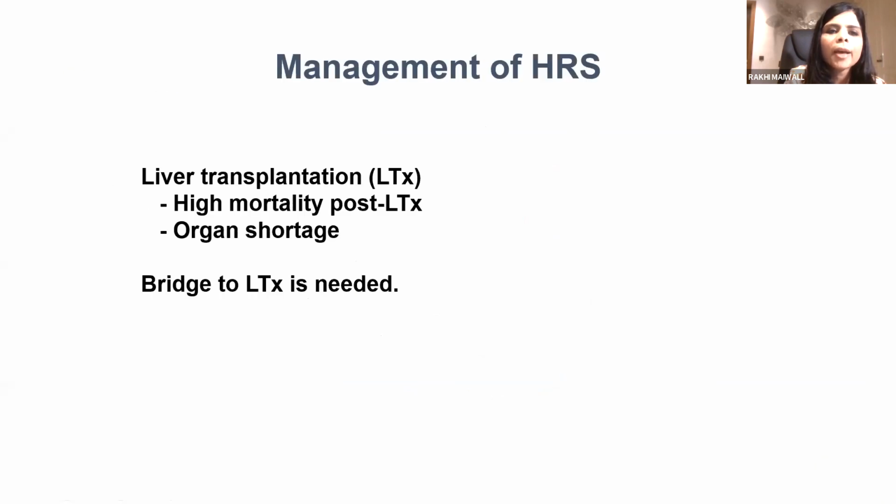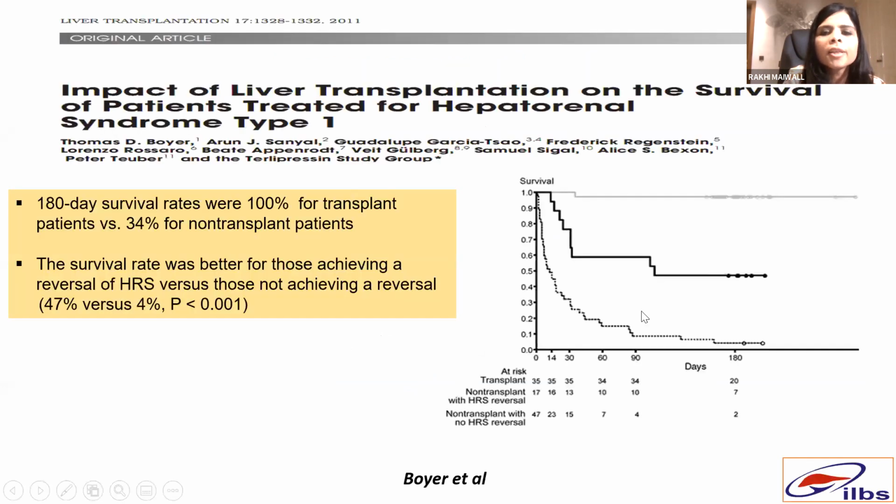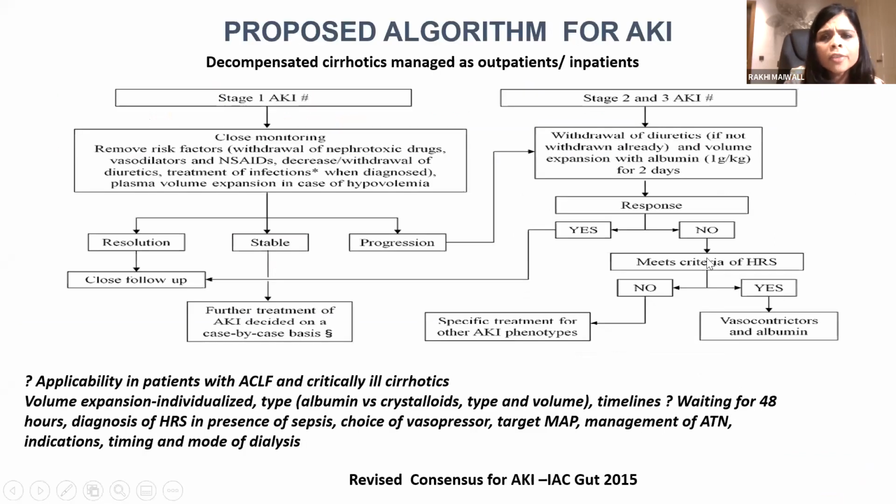So we go on to the management algorithm, and we know that liver transplant is the best solution for management of hepatorenal syndrome. But what has been clearly shown is that if you transplant your patient with hepatorenal syndrome, the survival is definitely better in patients who achieve a reversal of the HRS. So it's very, very important that we achieve a reversal of the syndrome with the help of medical management. And this algorithm also was shown.